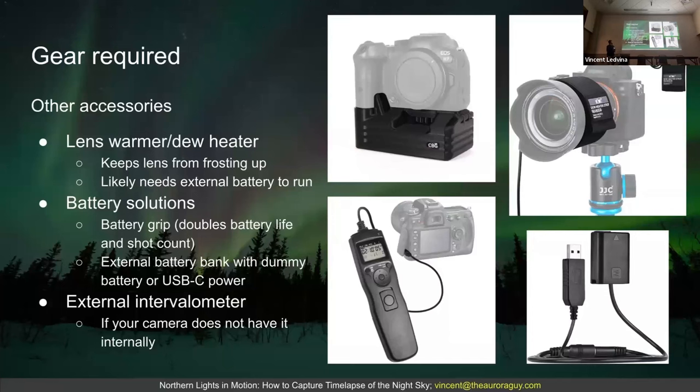Other accessories, you have a lens warmer and dew heater. I need to get one of these because my camera lenses keep freezing up. But you can also find all these on Amazon, all these that I'm showing here, for like 20, 30 bucks. Even the camera grips or the battery grips, you don't need to go with the OEM versions. You can find Neewer and Miki or whatever those brands are. They work just fine. That's what I use, just the off-brand battery grips.